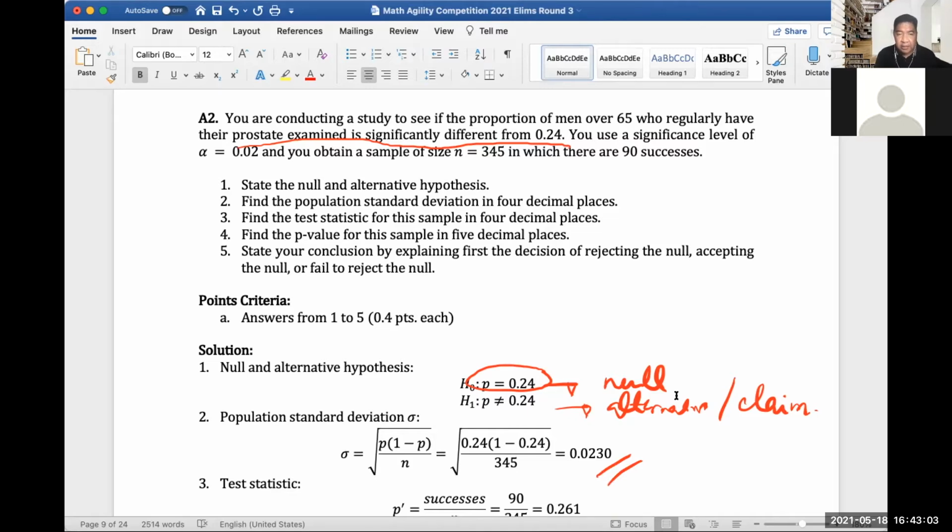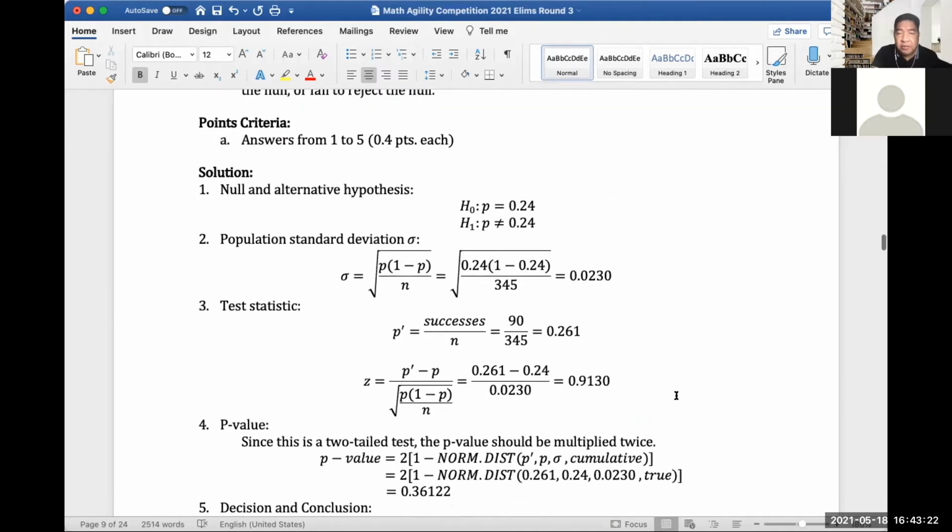Okay, so if you get that, you'll get 0.4 points. So let's move to the number 3 requirement for this problem. Find the test statistic for this sample in 4 decimal places. To be able to solve for the test statistic, we need to get first the sample proportion.